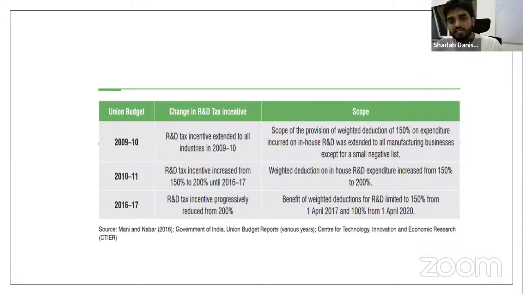One of my colleagues has conducted a study on the impact of the tax credit policy on R&D expenditure as well as on innovation. It's a very interesting paper, published in Research Policy, I guess in the last year. So that will be one more reading for those who really want to look at how the tax credit policy in India has benefited innovation activities in the country.